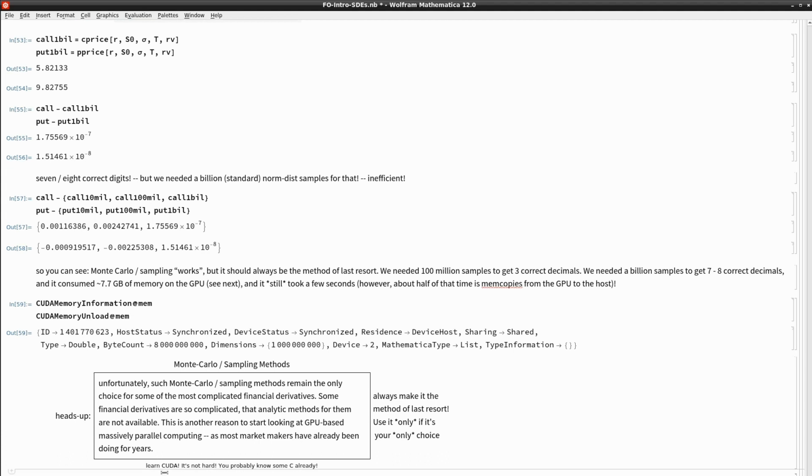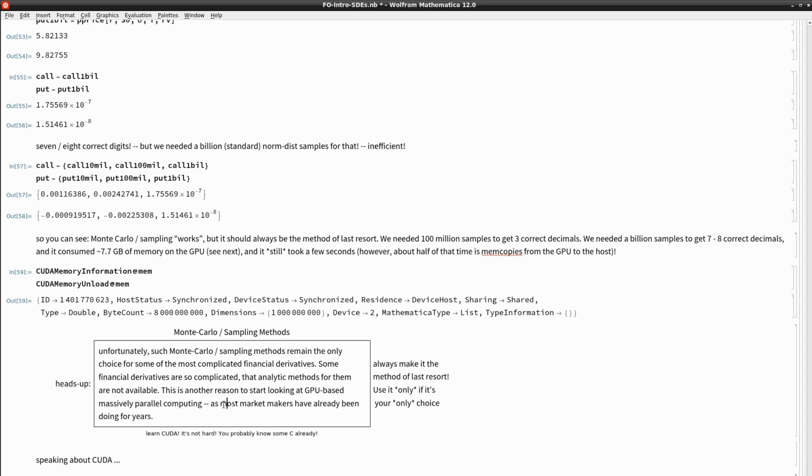So here is my summary, somewhat of a heads up for this. Unfortunately, Monte-Carlo is the only choice for some of the most complicated financial derivatives, not the standard options we're talking about here. Some financial derivatives, often called exotics, are so complicated that analytic methods for them are not available. And that's another reason, I think, to start looking at GPU-based massively parallel computing. That's the method that most market makers have already been using for years.